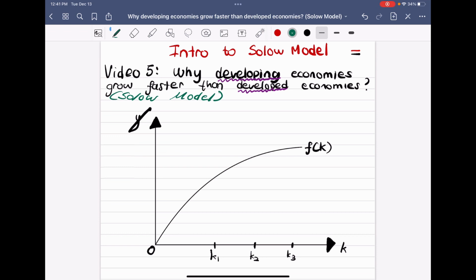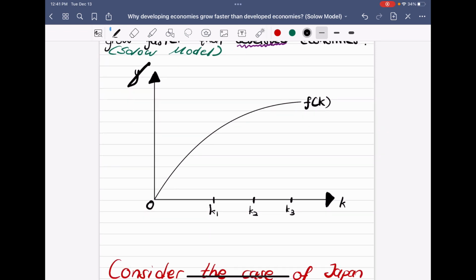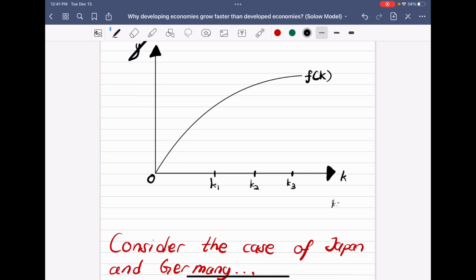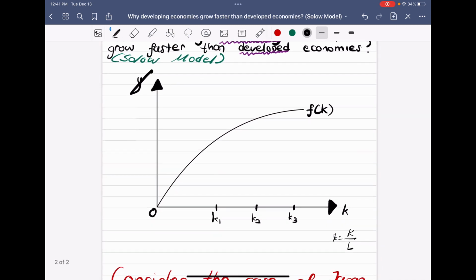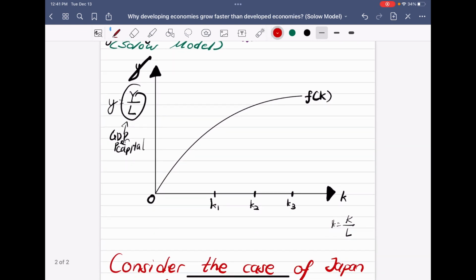A very good tool to explain this is actually the Solow model. The Solow model gives us a picture of the interaction of little k and little y. Little k is capital per labor, while little y is output per labor, which essentially is GDP per capita, right? So note here in the Solow model, in our horizontal and our vertical axis, everything is in per worker terms, meaning that they are divided by labor.